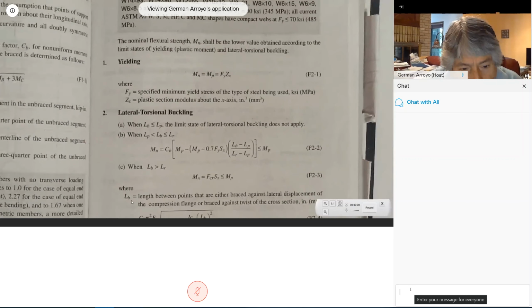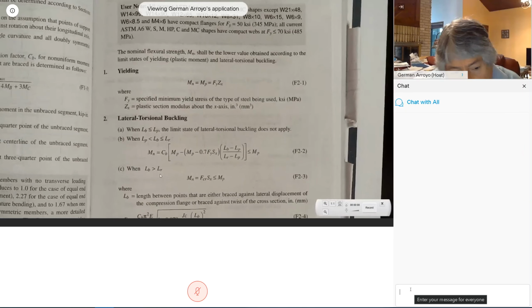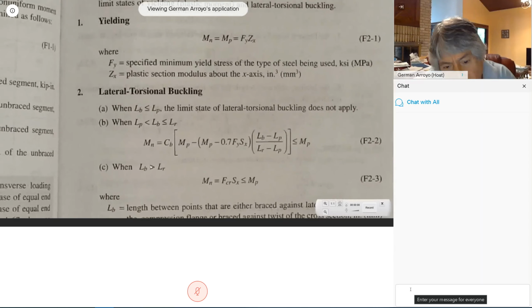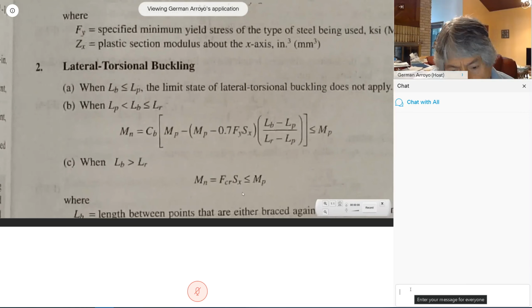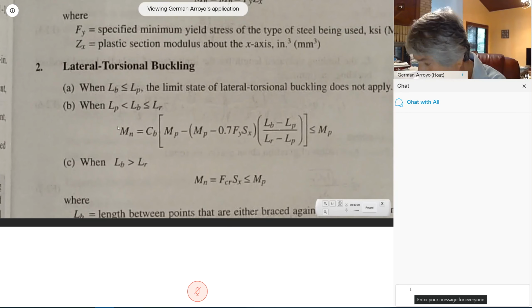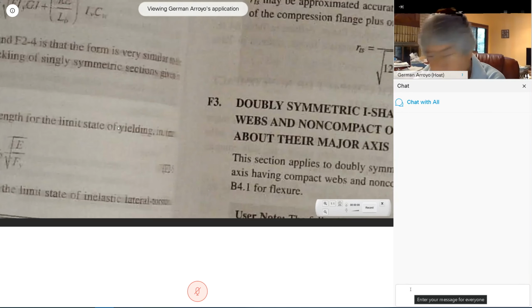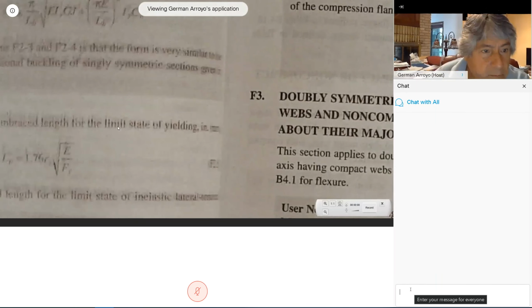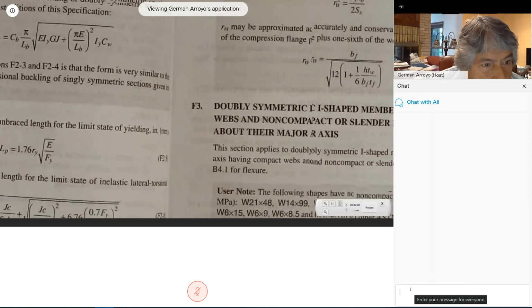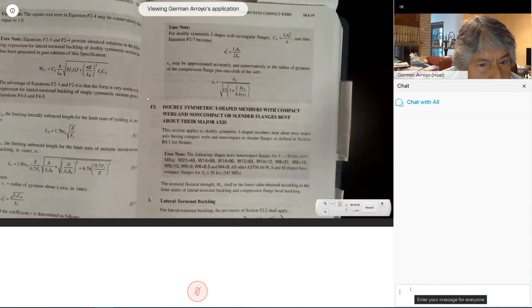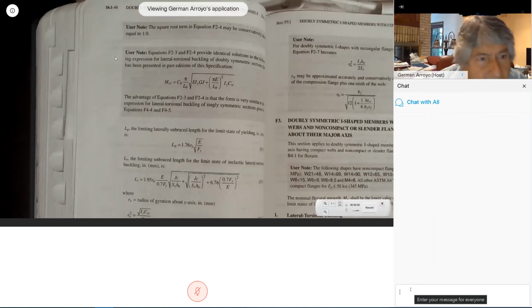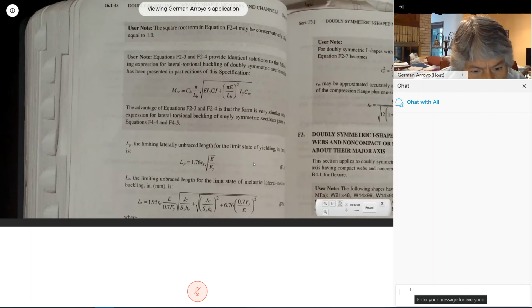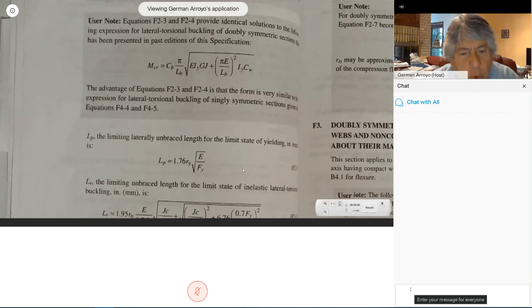And whenever we have your unbraced length larger than L sub r, this is going to be elastic behavior. Why is it elastic? Because look, this is the elastic modulus. This here is I sub x over little c. To compute L sub p and L sub r, go to the next page, page 16.148. On the next page, 16.148, we have the equation to compute L sub p.